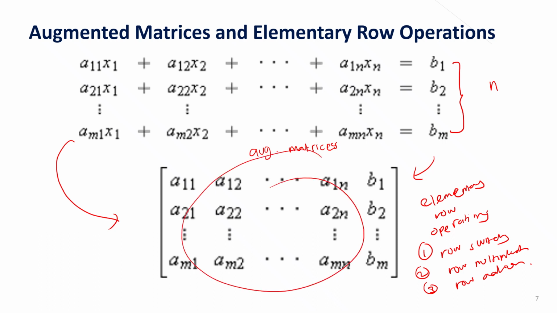Okay, this augmented matrix will be reduced into something called the echelon form, or reduced echelon form. You will learn about that again a little bit later in the slides.